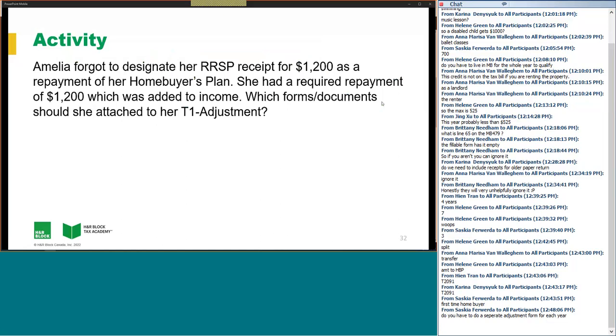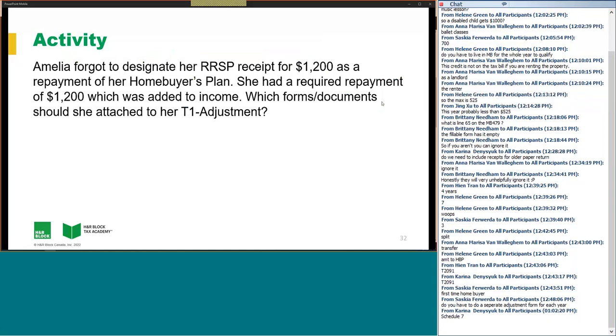So I have Amelia. Amelia forgot to designate her RSP receipt for $1,200 as a repayment of her home buyer's plan. She had a required repayment of $1,200, which was added to income. She wants to fix it. Which forms and which documents does she need to attach to her T1 adjustment? So what proof or what forms does she have to send in this case?